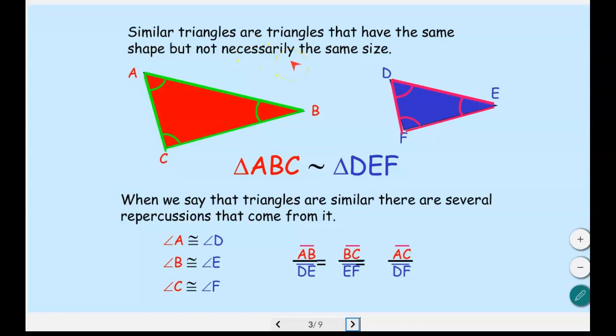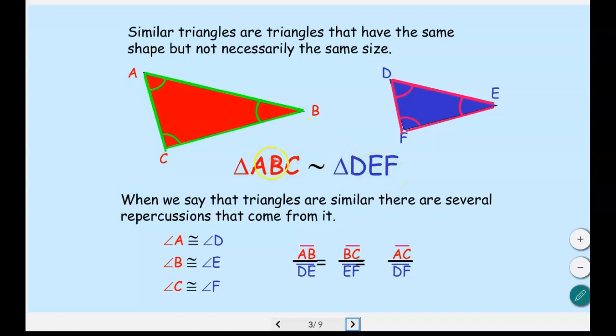So this should be a review. You learned about similar triangles in 7th grade. They're triangles that have the same shape but not necessarily the same size. So triangle ABC, this is the symbol for similar, is similar to triangle DEF. Now the order of these letters makes a difference.